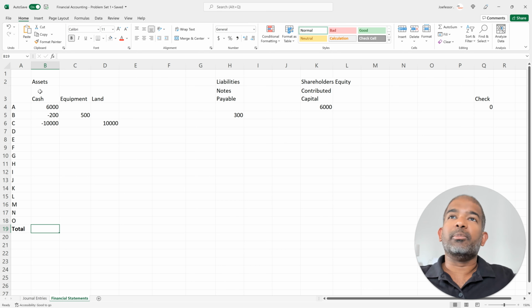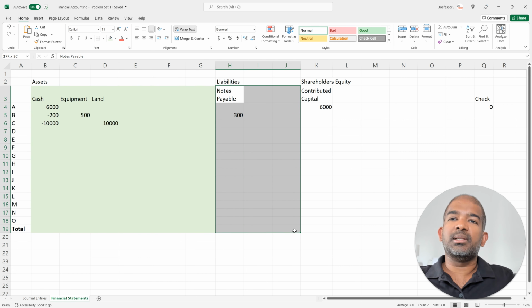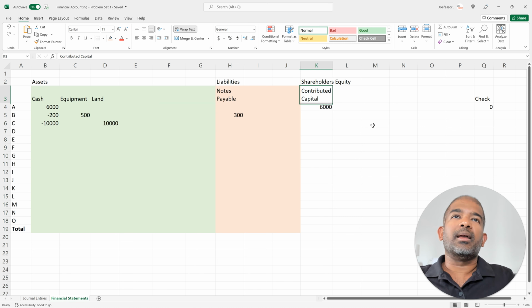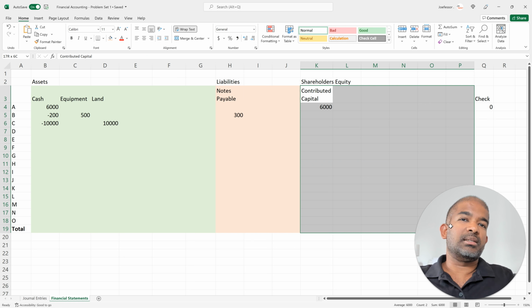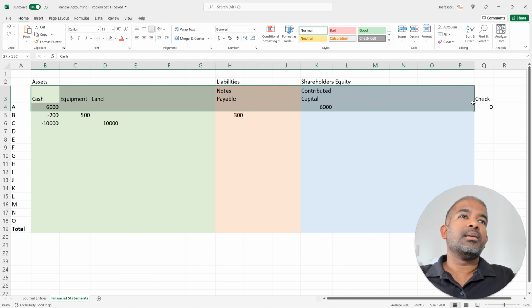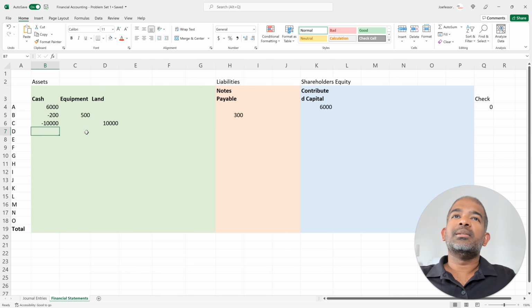I'm going to make this sheet a bit more readable. I'm going to make the assets a particular color, let's say green, and liabilities I'm going to put under a particular color, and shareholders equity under a different color, so it's easy to read as I proceed with the further transactions. There we go.